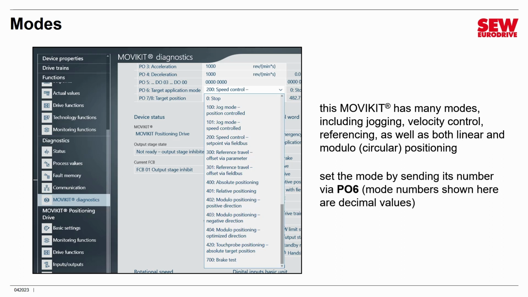You set the mode that you're going to operate in by sending its number through P06. And I'm just going to point out the numbers shown here are decimal, not hexadecimal values, so you would probably have to convert these to hexadecimal if you're programming this through a PLC, since that's usually how you send codes, and you'd send them in hexadecimal instead.